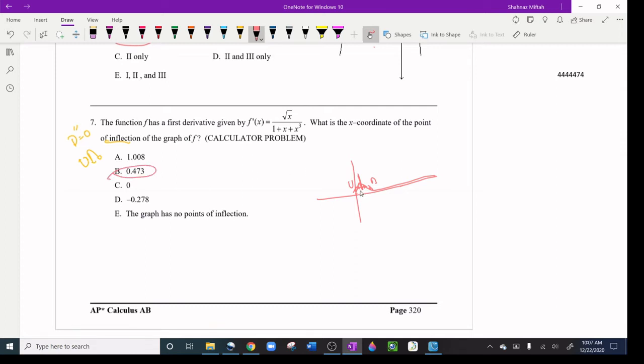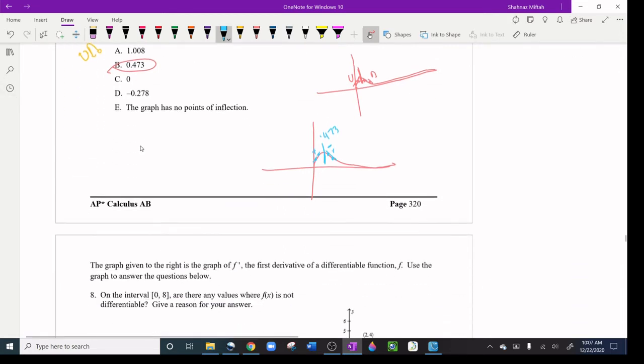And like I said over here, I can make it one more time so you guys can see it clearly. So I drew tangent slopes here. These are all positive. I drew tangent here, that's negative. So positive and negative. So this is where it changes, and that point is 0.473. Because I have to draw tangent slopes on the first derivative to get the second.